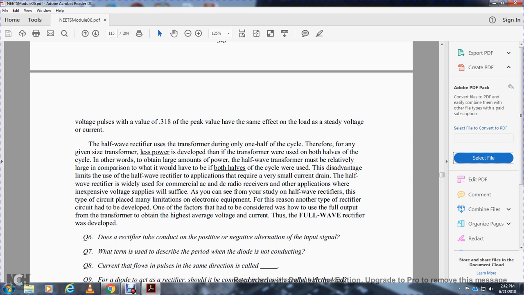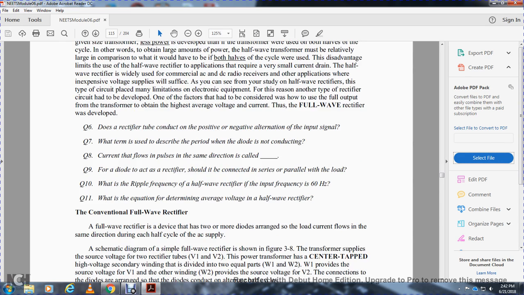The half-wave rectifier is widely used in commercial AC/DC radio receivers and in other applications where an inexpensive voltage supply will suffice. As you can see, you have to live with the limitations of the half-wave rectifier, so another type of rectifier circuit has been developed. One of the factors to be considered is how to use the full output of the transformer to obtain the highest voltage and current, so the full wave rectifier was developed.